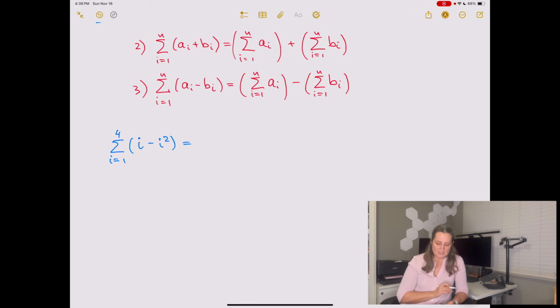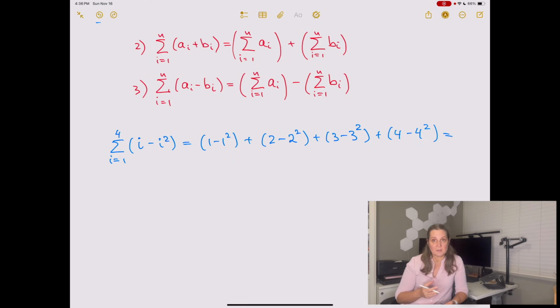Let's look at how to use the properties of sum of a difference to calculate the sum of i minus i squared, if i is changing from 1 to 4. If i is equal to 1, 1 minus 1 squared is our first term of the sum. For i equals 2, we'll have the term 2 minus 2 squared. When i is equal to 3, it's 3 minus 3 squared. i equals 4 produces 4 minus 4 squared.